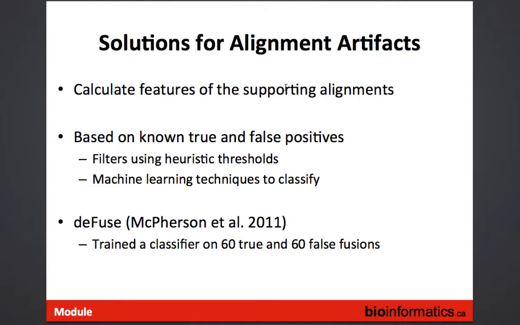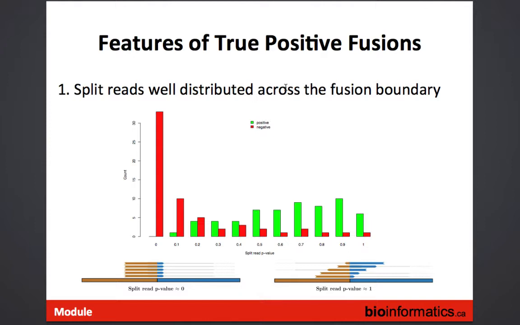So solutions for the first problem of alignment artifacts are ones we can solve. This is a problem we can try to solve computationally. What we did in the DiffUse paper is we defined a set of features of these alignments and then trained a classifier. That's one approach, and another very common approach is just to apply filters. So I'll quickly go through the features that we found to be the most significant.